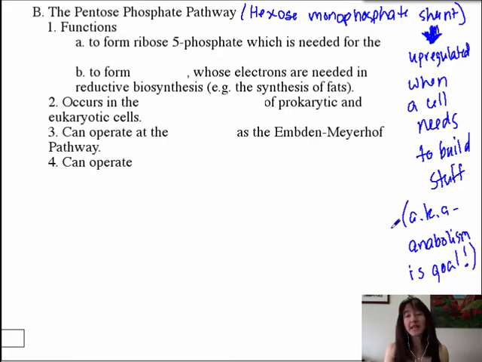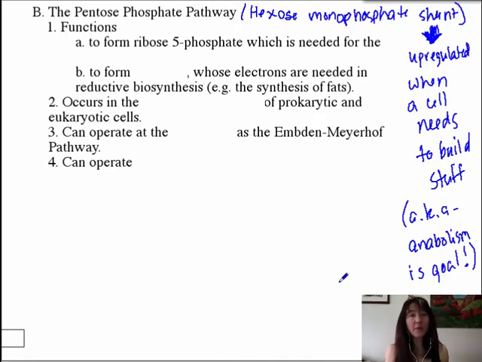So in a cell that is actively replicating and needs to synthesize a great deal of DNA, that would be a wonderful example of a cell that would upregulate the pentose phosphate pathway. That makes you start to think about the kinds of products that might come from the pentose phosphate pathway. That is, products that will support anabolism.